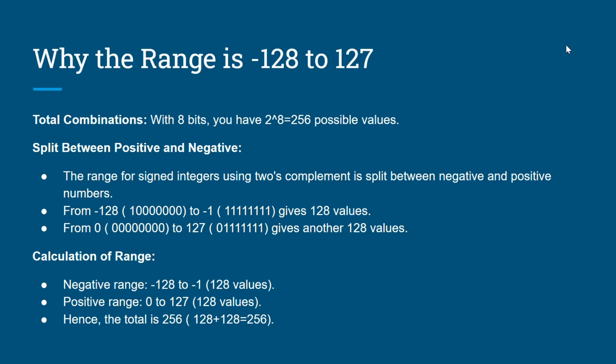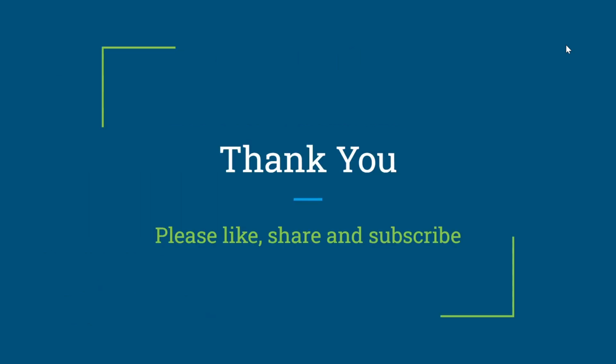So to summarize, the byte data type in Java is an 8-bit signed integer. It has a range from -128 to +127. This range is determined by the 2's complement representation, which splits the 256 possible values between negative and positive numbers. I hope this explanation made it clear and easy to understand.